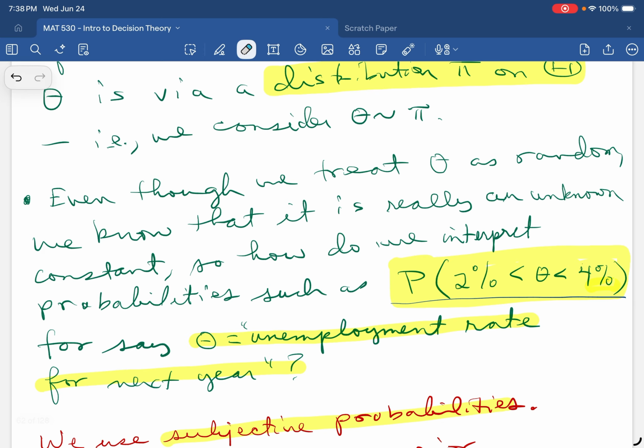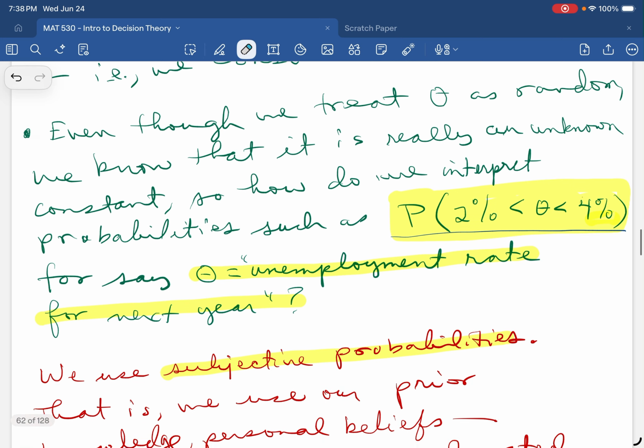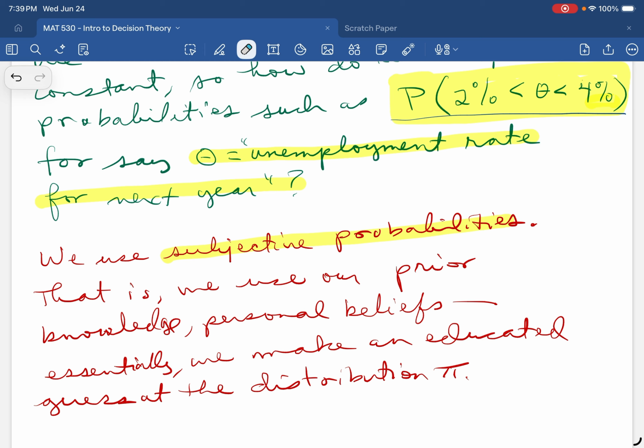So how would we interpret something like this probability? So theta here is the unemployment rate for next year, right? Whatever that number is, it's just going to be constant. So what does it mean to say that the probability that theta lies between 2% and 4% is, whatever? Well, the theory of subjective probability enables us to do this. And it can be used when the frequency perspective of probability does not actually apply.